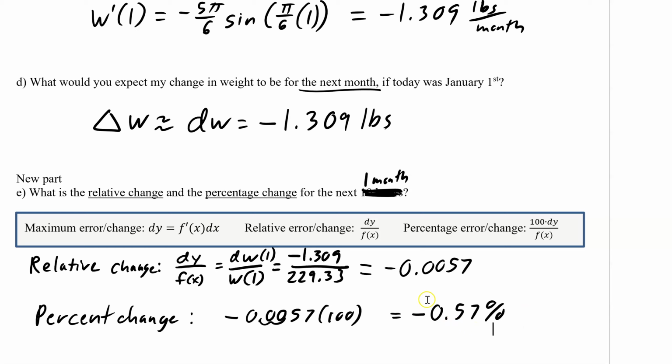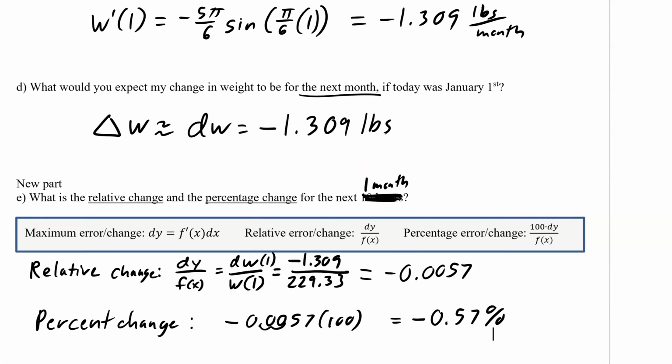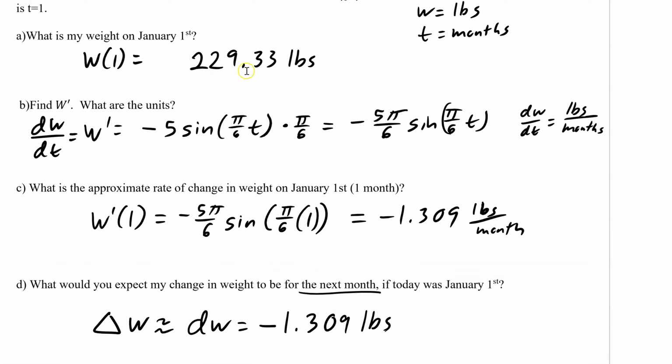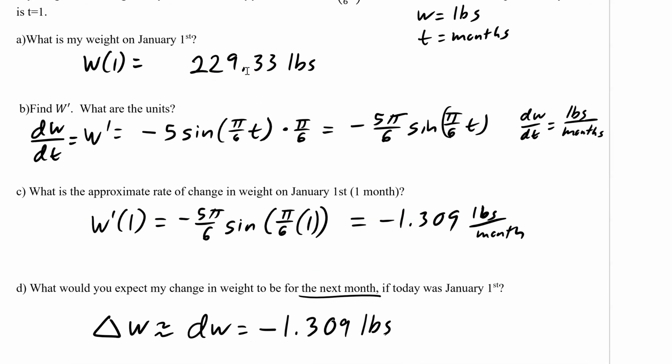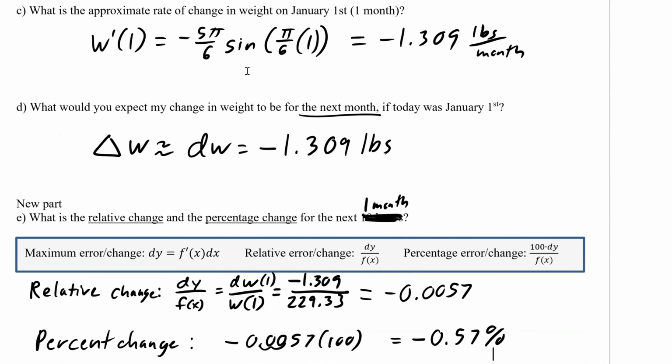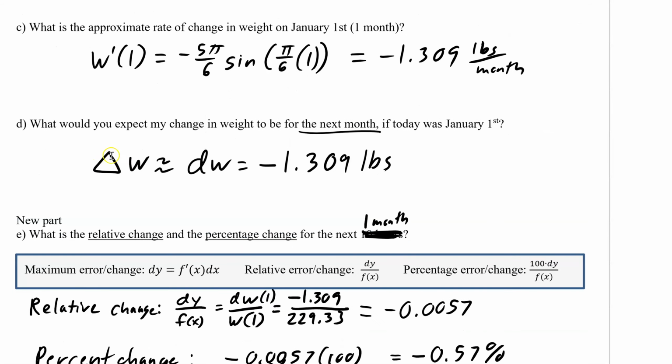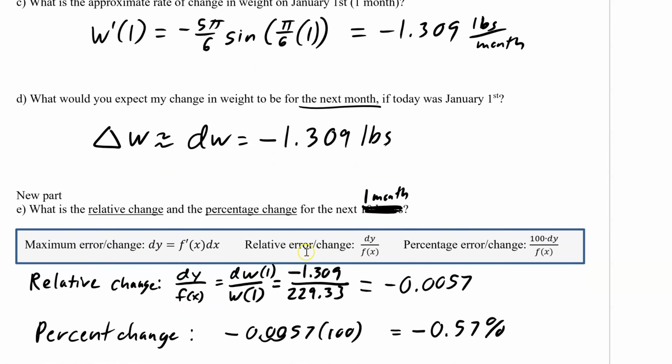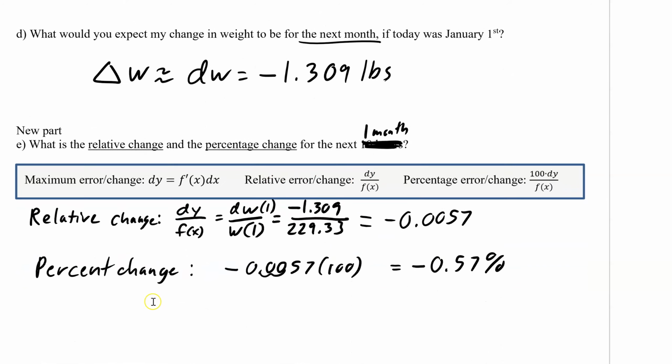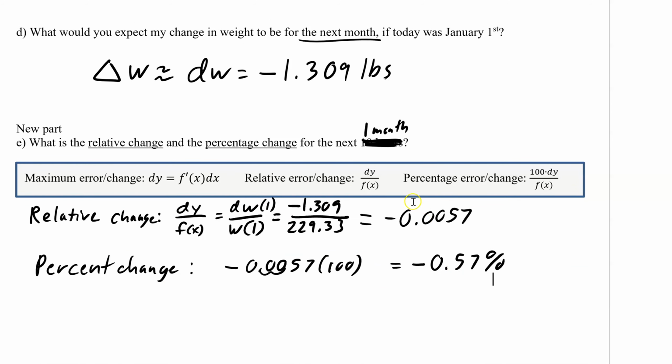If this had come out to be 20% and I lost 20% in a month, that would not be a good idea. That would be very, very unhealthy. I'm at 229 pounds, so that would be like me losing 50 pounds in a month. Something went wrong if that happened. So when you have changes, you also want to look for relative change, and change it into percent change to see if it makes a big difference.